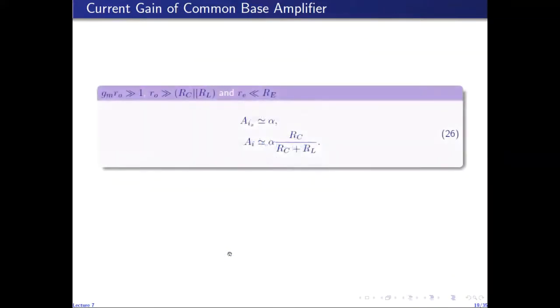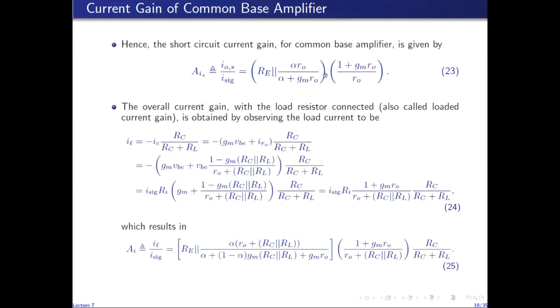So again, by making use of these reasonable approximations that GM R naught is much, much greater than 1, which typically it is, small re is much, much smaller than capital Re, which typically it is, and small R naught is much, much greater than this parallel combination of RC and RL, which is a good assumption. Then we notice that since GM R naught is much, much greater than 1, this numerator becomes GM R naught divided by R naught. So this term becomes GM.